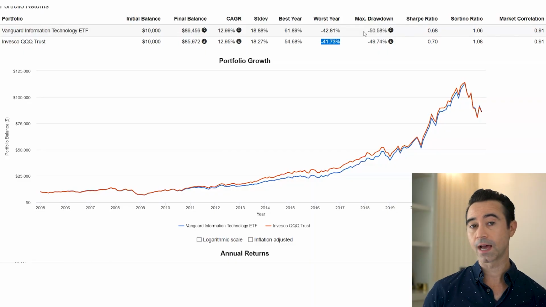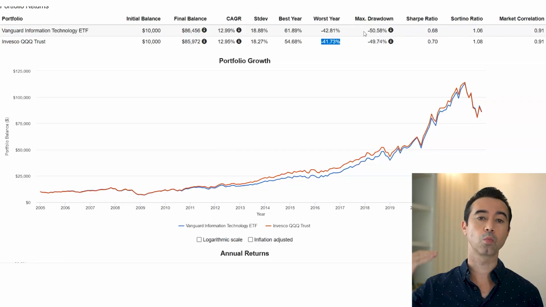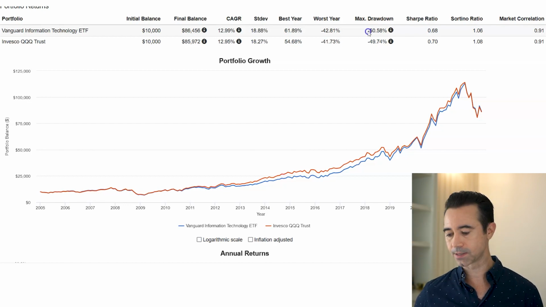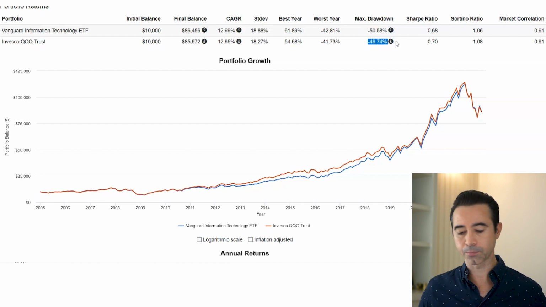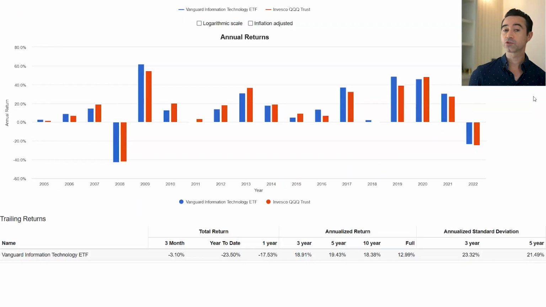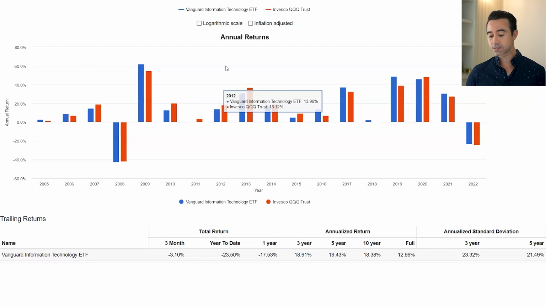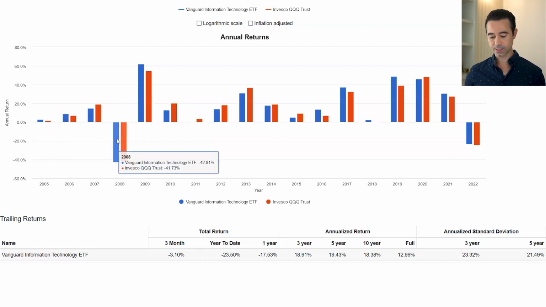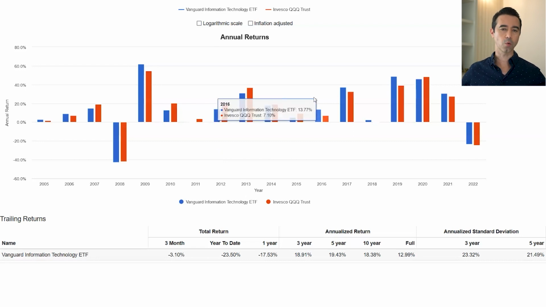You have a max drawdown, so during this whole time period, what was the worst period from the very peak to the very bottom, and that was a negative 50% for VGT and negative 49.74% for QQQ. So essentially those are also the same. Now some years QQQ outperforms VGT and vice versa. Here VGT is the blue, QQQ is the red. VGT outperformed in year 1, VGT in year 2, QQQ in year 3. VGT lost more in year 4, so QQQ actually did better, and so on, right?